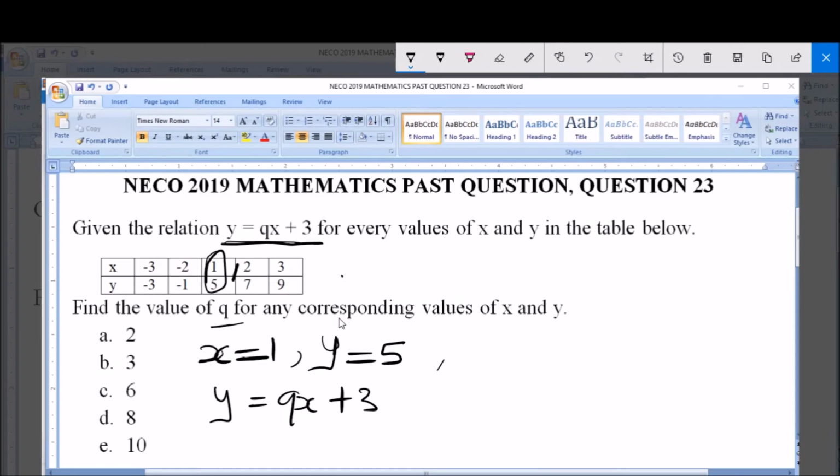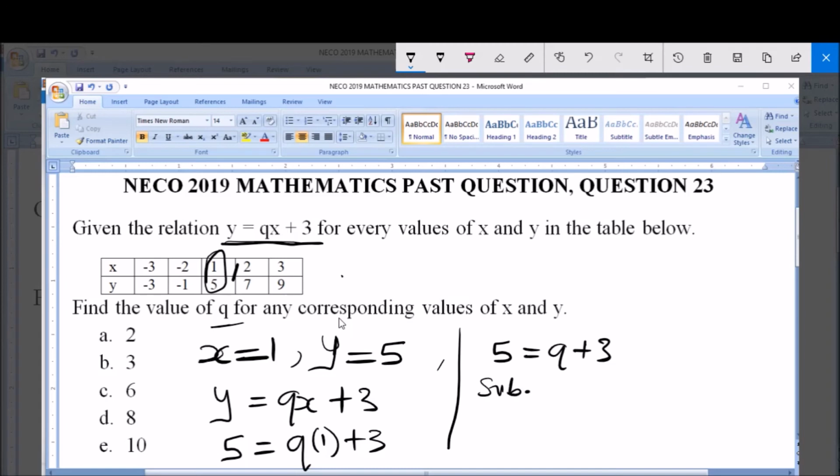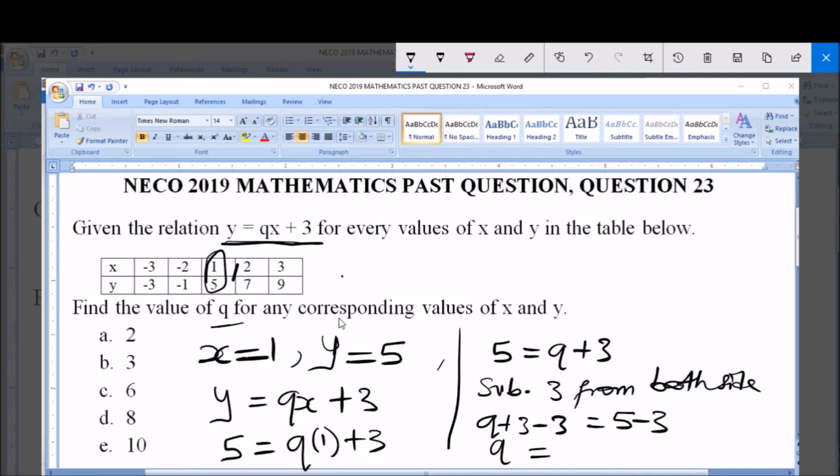Now y is equal to 5, so therefore we say 5 is equal to q multiplied by x, which is 1, plus 3. And from here we have that 5 is equal to q plus 3. Now subtract 3 from both sides. We have that q plus 3 minus 3 is equal to 5 minus 3. And so 3 minus 3 will give us 0, and 5 minus 3 will give us 2.